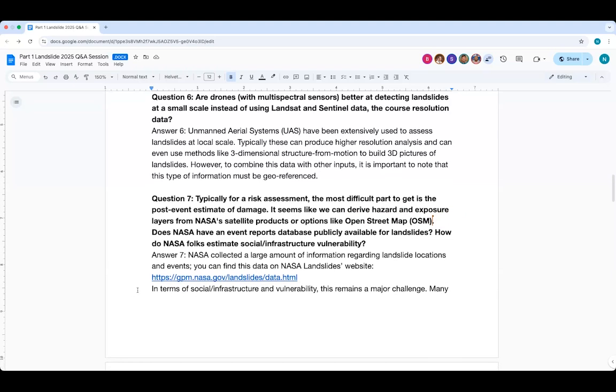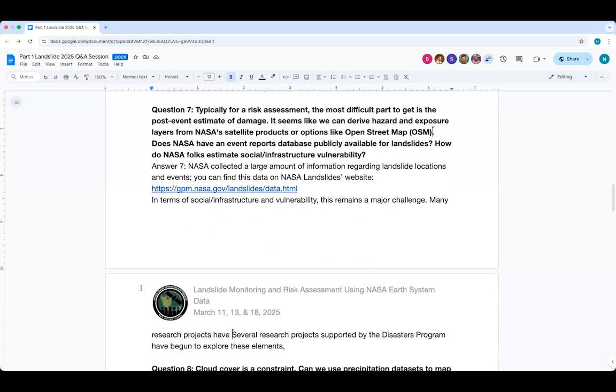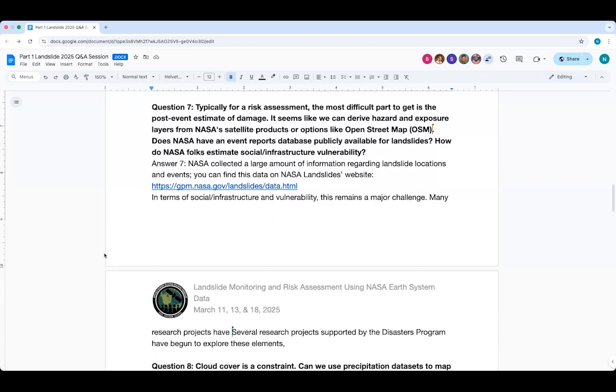Wonderful. Question number 7. Typically for a risk assessment, the most difficult part to get is the post-event estimate of damage. It seems like we can derive hazard and exposure layers from NASA's satellite products or options like OpenStreetMap. Does NASA have an event reports database publicly available for landslides? How do NASA folks estimate social/infrastructure vulnerability?